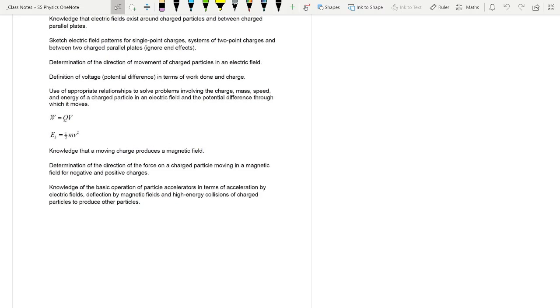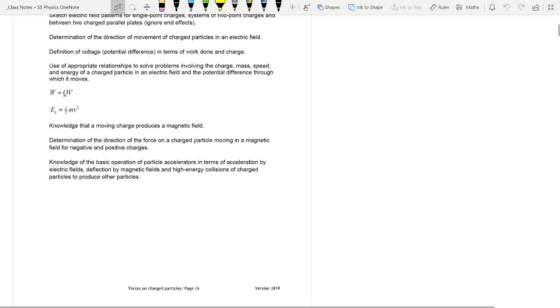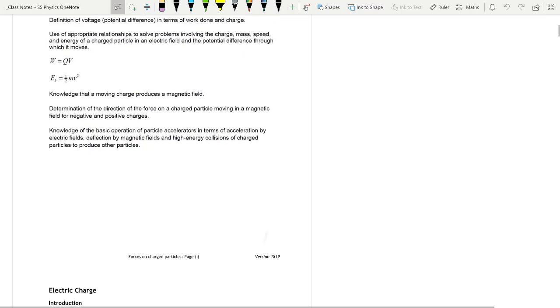Determination of the direction of movement of charged particles in the electric field. Again, you've done some of that before. Definition of voltage in terms of work done and charge. That's sort of the newer stuff. Use of appropriate relationships to solve problems, including charge, mass, speed, and energy of a charged particle in an electric field, and the potential difference through which it moves. So those two equations you have come across before, but maybe not in the same kind of scenarios.